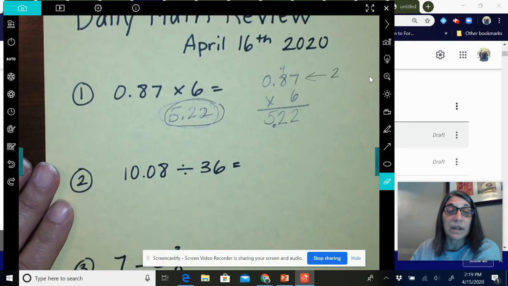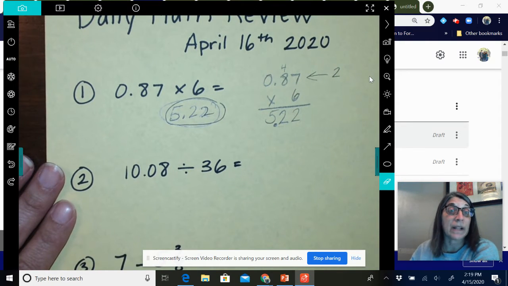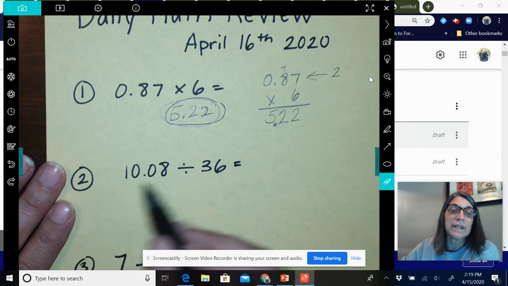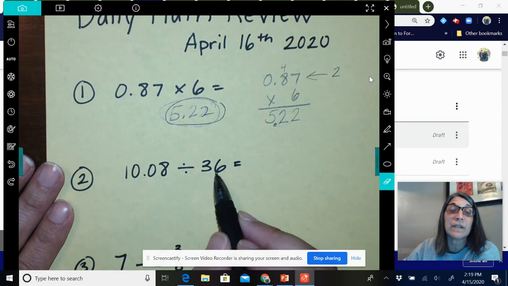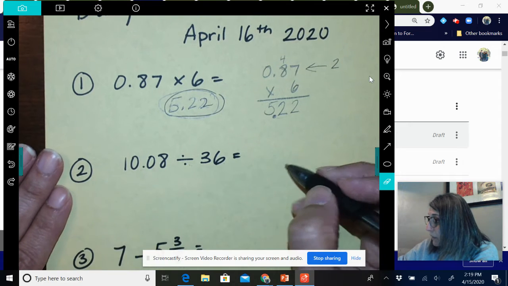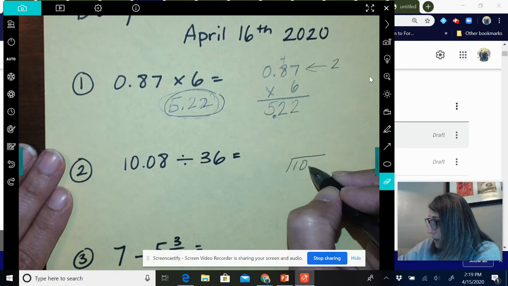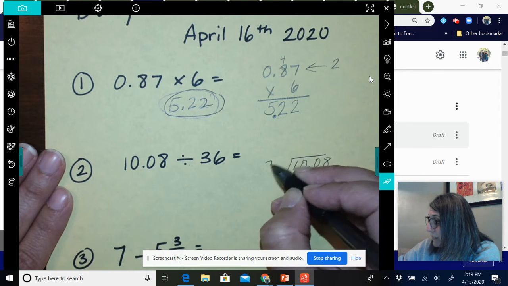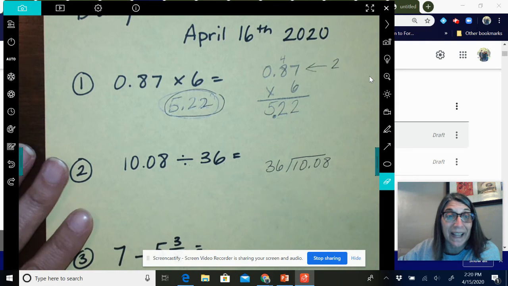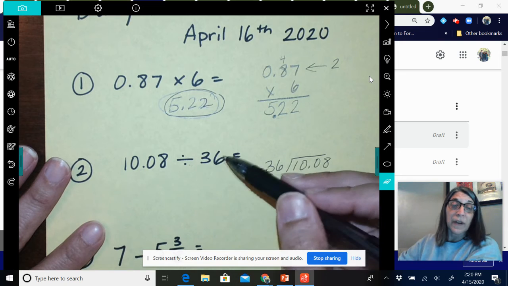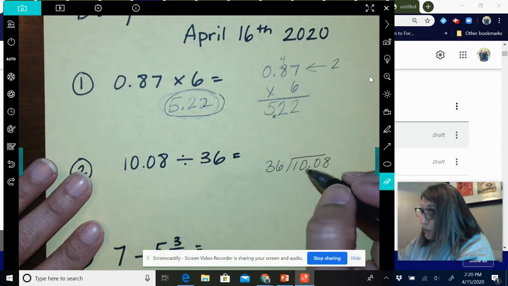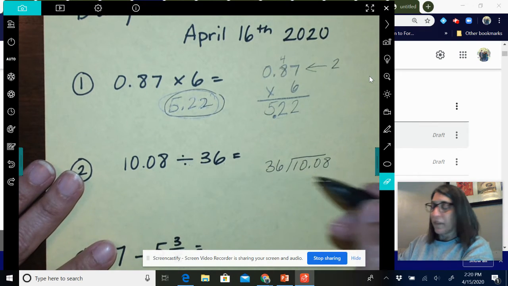So this next one, the key is, did you set it up correctly? Your first number is divided by the second number. This is your dividend, this is your divisor. The dividend is what goes in the house, if that's what you want to call it. And the divisor is the thing you're dividing by. So if you had like 100 of something and you divided it by 5 people, you would start with 100 and divide it by the 5 people.